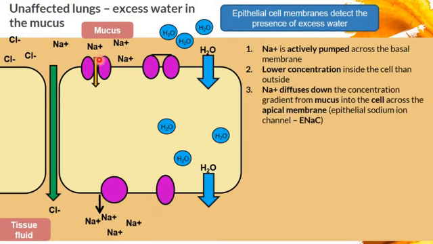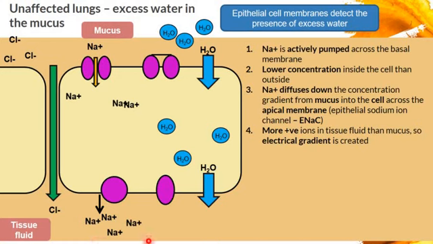Now we need to introduce a name for this channel here. This is called the epithelial sodium ion channel, or the ENaC protein. And what sodium can do is move through that protein to enter the cell. Because remember, we had none here before, so it's going to be drawn down by the concentration gradient through facilitated diffusion.